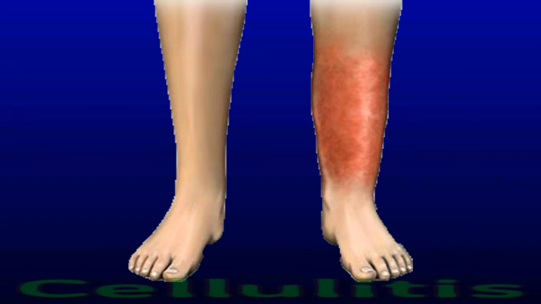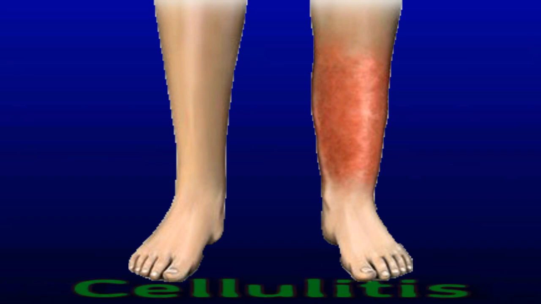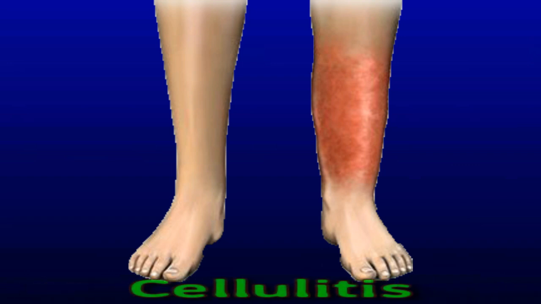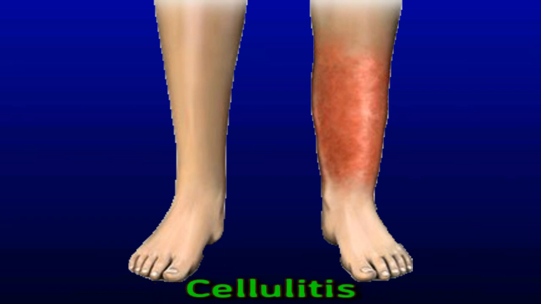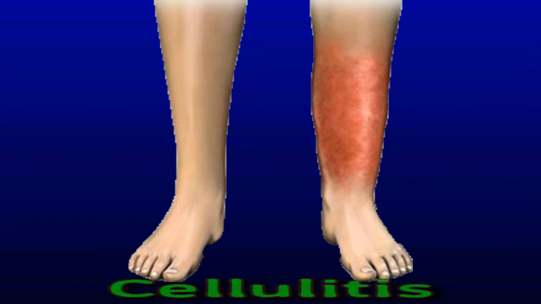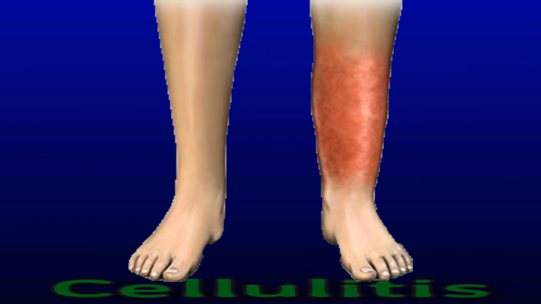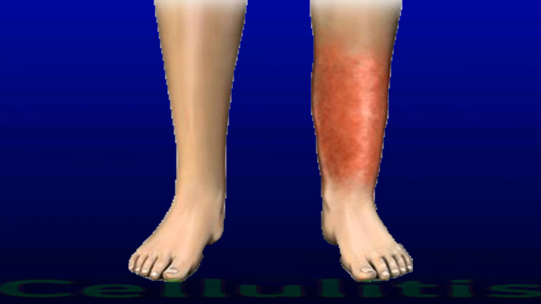Cellulitis. Bacterial infections in the skin are called cellulitis. People with diabetes are particularly prone to this type of infection. Cellulitis can cause various symptoms of inflammation, including redness, warm skin, and swelling that spreads rapidly. In rare cases, cellulitis can be life-threatening without treatment.